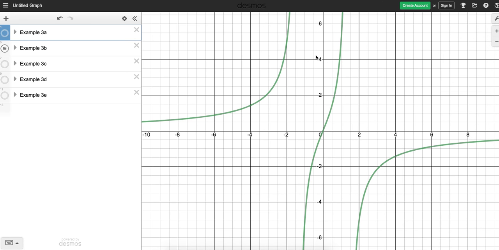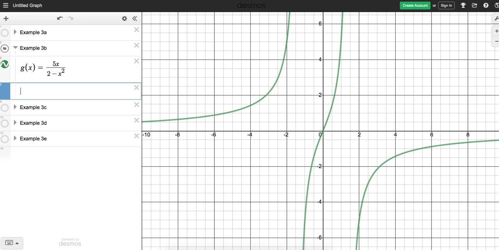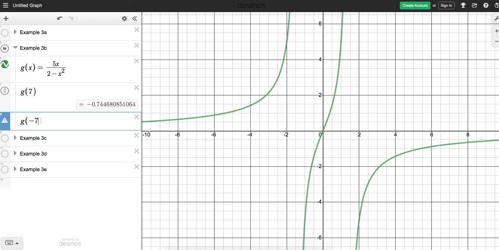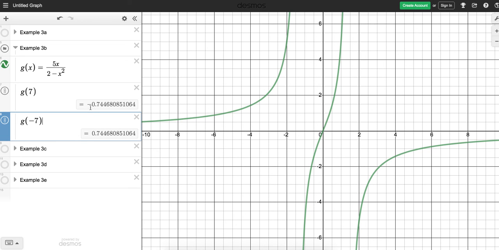So if we flip this over the y-axis and then flip that once more over the x-axis, this graph will align with itself. To put it in terms of numbers, which for me is a lot easier, if we look at g of 7, we get this goofy decimal here. If we look at g of negative 7, take the opposite of 7, notice the only thing that changed from our outputs was the sign. So we went from negative to positive. If the sign is the only thing that changes, then we have ourselves an odd function.